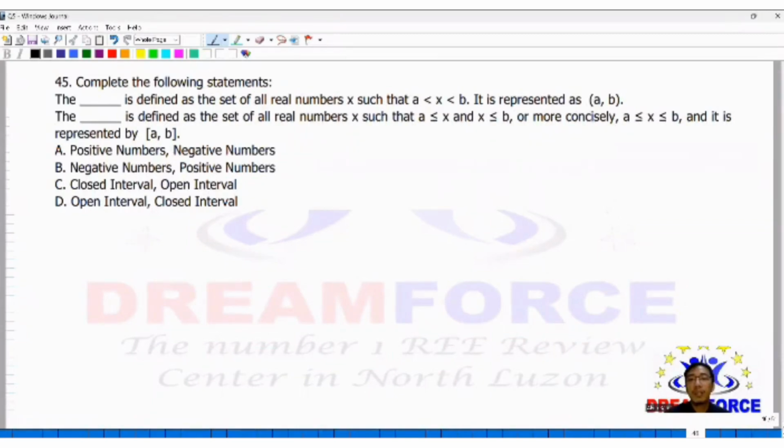Okay, yung parenthesis AB, pag sinabi natin ganito, ibig sabihin, hindi kasali yung A and B. That is an open interval. Okay, pag ganito naman, yung bracket na ganito, yung parang stapler, closed interval naman, kasama yung A and B. So the answer here is letter. Pinapag-aralan po yan sa algebra. Yung mga set of real numbers, mga ganun.